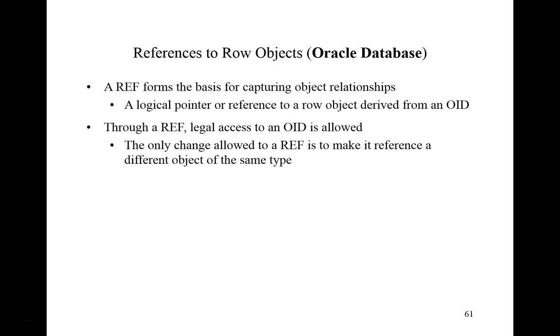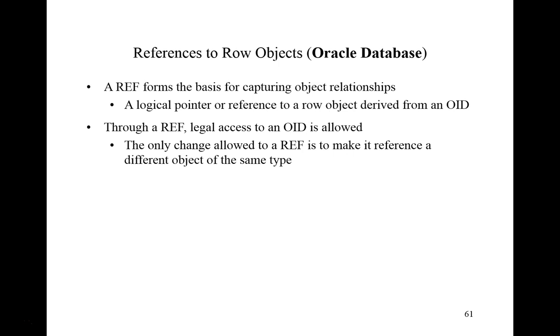Through a ref, we have a legitimate or legal access to the OID. Remember, the OID is effectively concealed or hidden from a user. It's not intended for users to access it directly. But through a ref, we gain access to the object whose identity has been stored within the ref.